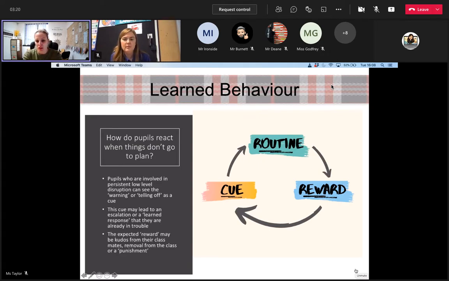And then they gain their reward. You'll notice that reward is in inverted commas there, because that reward might not be a positive thing. That might be kudos from their mates. We've seen that with young people that I'm working with at the moment. A reaction from the teacher, removal from the class, or even a punishment. That's their reward. So what we're trying to do with restorative practices is take that habit and replace it with positive strategies that our young people can use when things don't go to plan. That positive mindset is a way to take them out when they, which we all do.